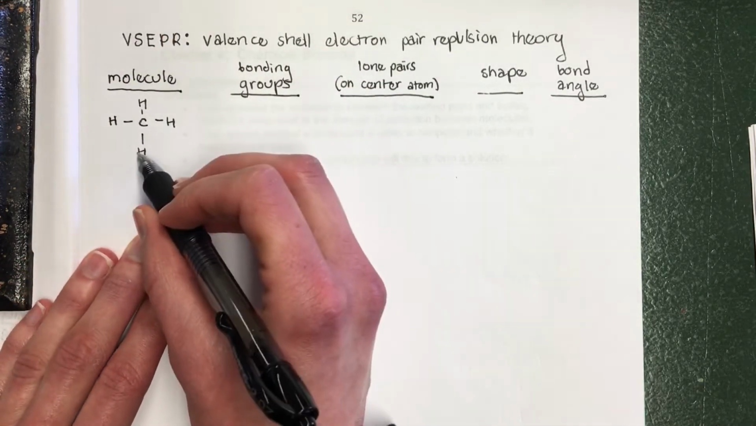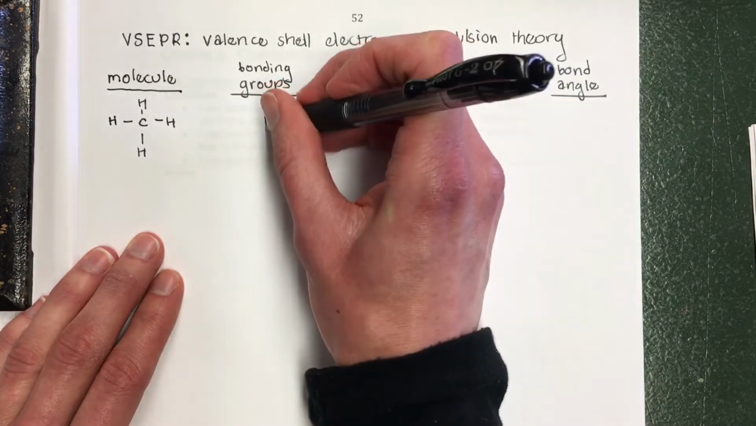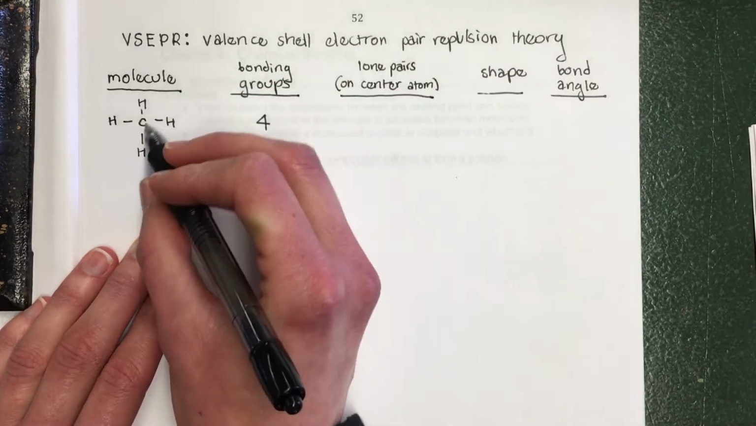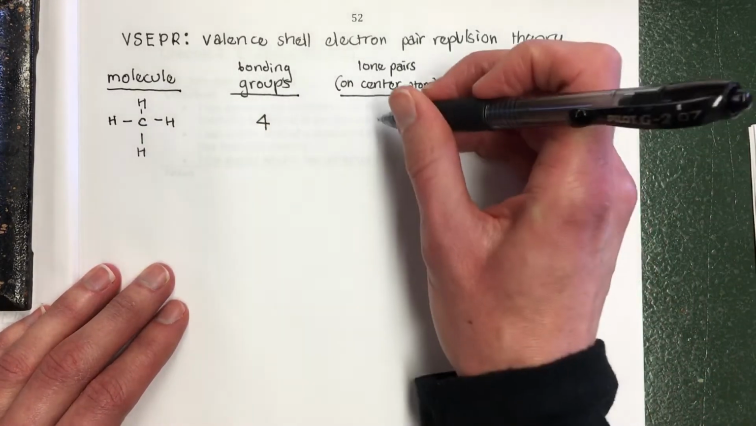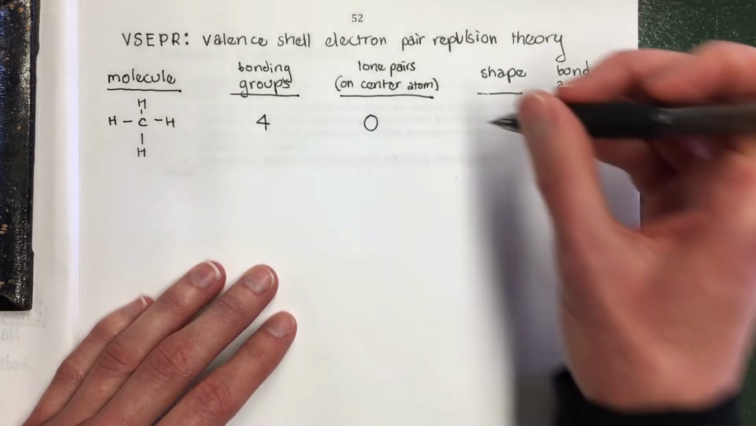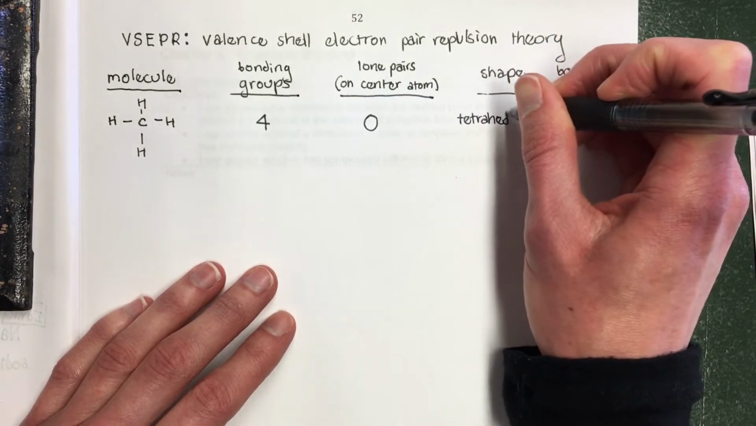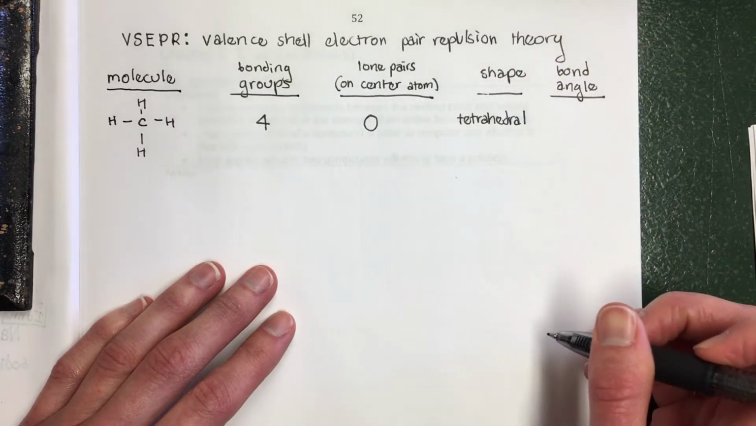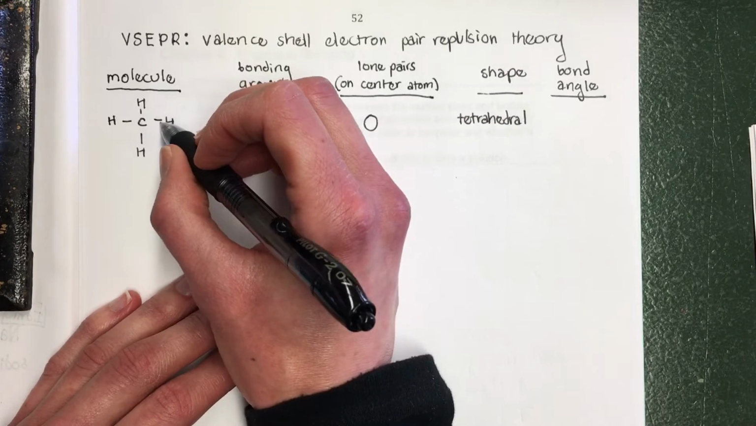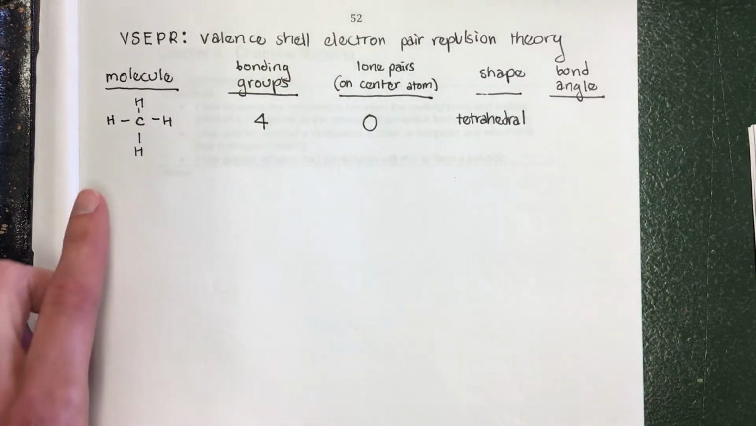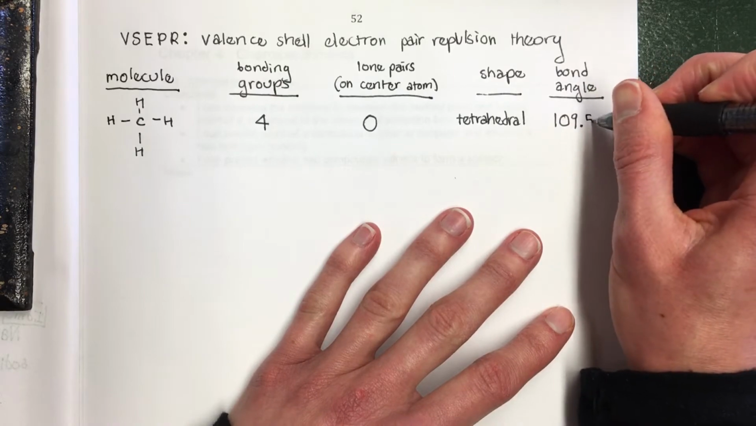So anytime you have 4 bonding groups, see I have 4 hydrogens bonded to my center atom, and 0 lone pairs on the center atom. You notice there's no lone pairs on the carbon. That is a shape called tetrahedral. And the angle between these bonds, you might think this is a 90-degree angle, but this is actually a 3-dimensional shape. So the angle is actually 109.5.